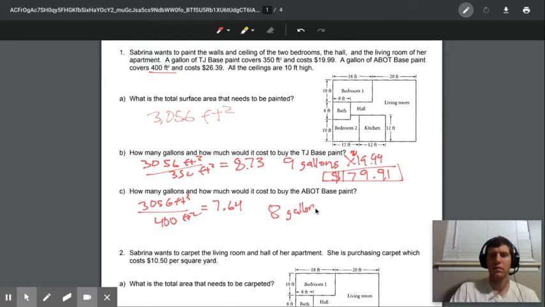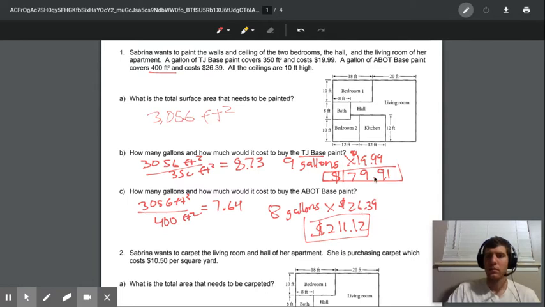And each gallon costs $26.39, so we're going to multiply by $26.39. So we'll do 8 times $26.39, which is going to be $211.12. All right. So assuming this paint was the same quality, we would want to go with the TJ base paint as opposed to the ABOT base paint because it's going to be $22 cheaper, right? Or $21.21 cheaper.